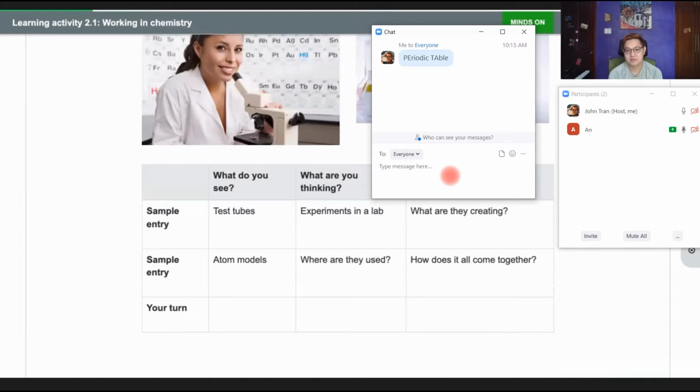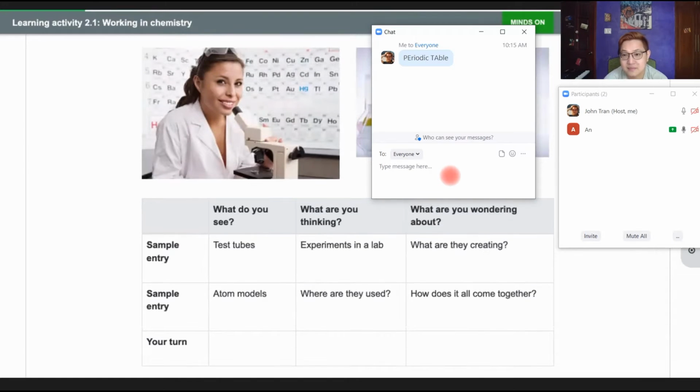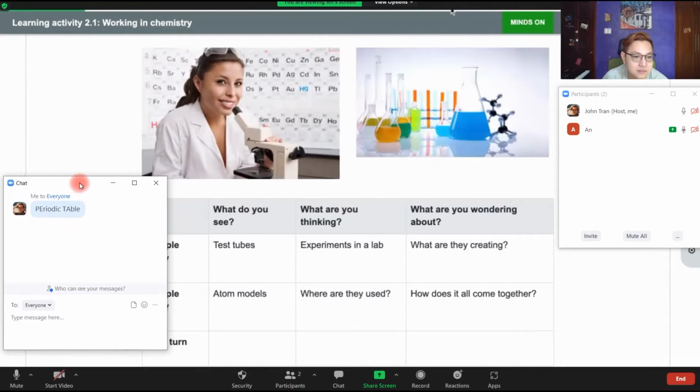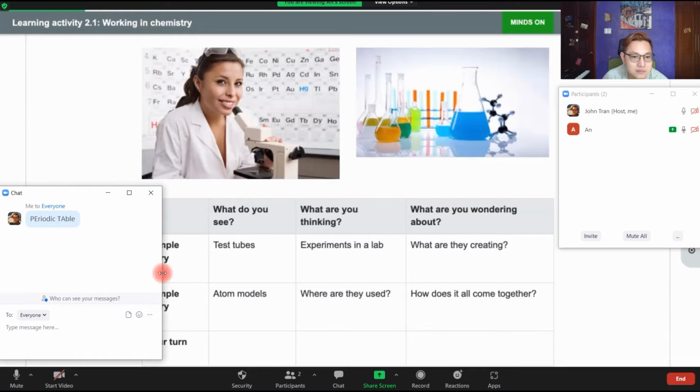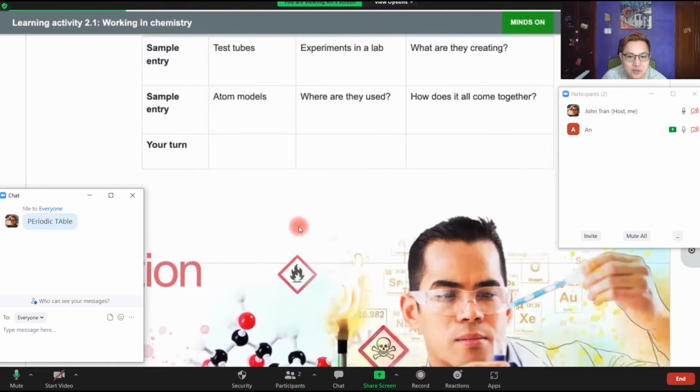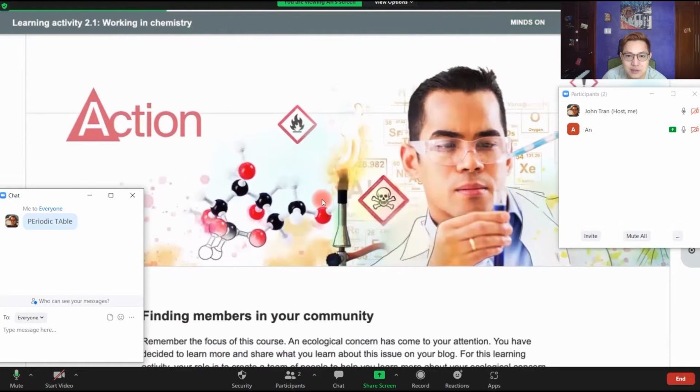So what I'm wondering about is what is the meaning of the periodic table and how to use it? Exactly. All right, let's move on to action.